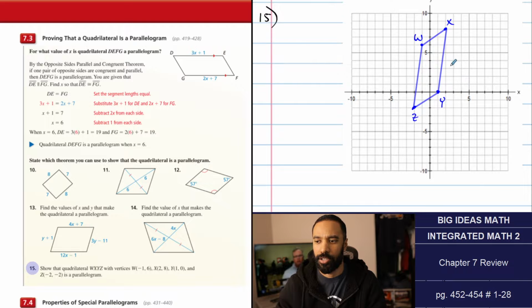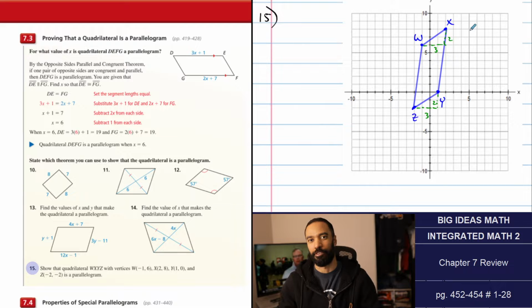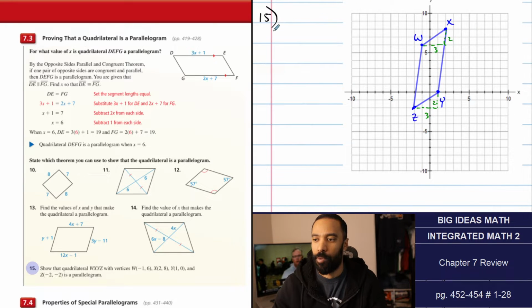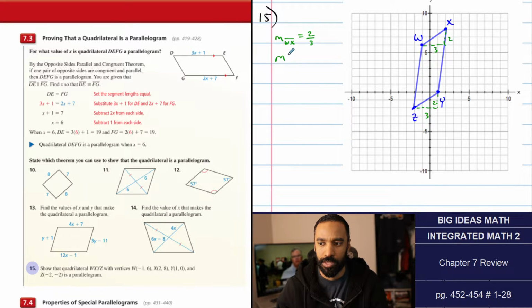So what I could do here is if I went from Z to Y and did how much run and rise here, over 3 up 2, and this is over 3 up 2, that really is enough information for me. Now, I'm going to write out what that information's telling me. It's telling me that the slope of segment WX is up 2 over 3. Don't mistake it for 3 over 2. It's 2 over 3. And the slope of segment YZ is also 2/3.